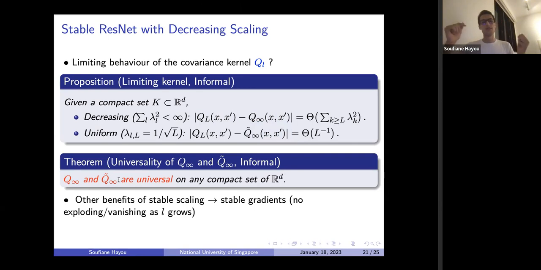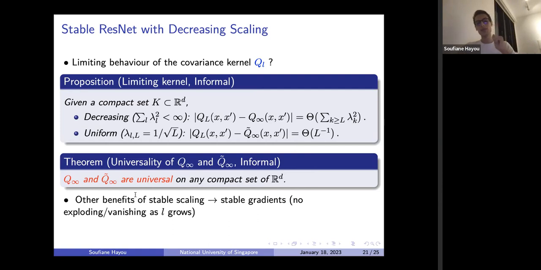Okay, so remember the issue with the MLP was that the correlation converges to 1 and the variance converges to 1, which means that the kernel converges to a constant kernel. Now here actually is the opposite. It's really a limit that is universal, meaning that it's very rich. So you can approximate any function with features of this kernel. Okay, this is the first interesting result. So we solved that degeneracy issue with this stable ResNet.